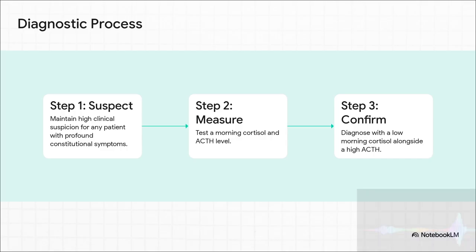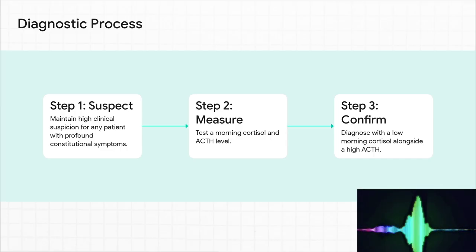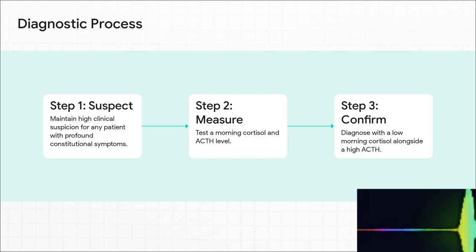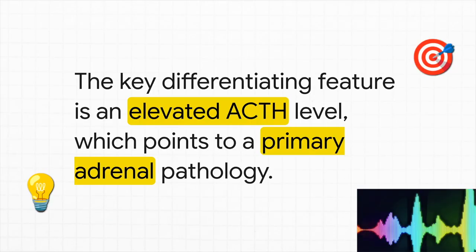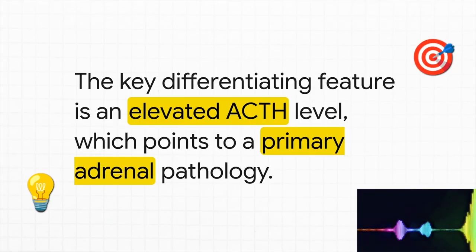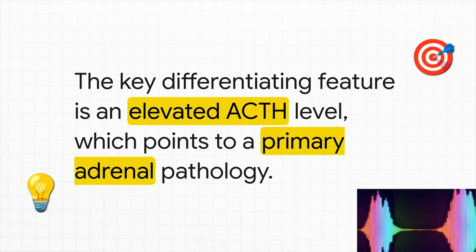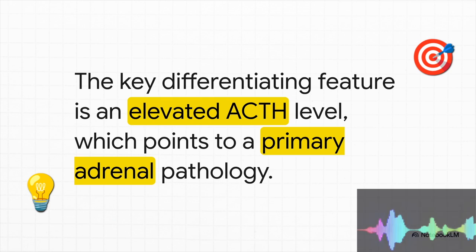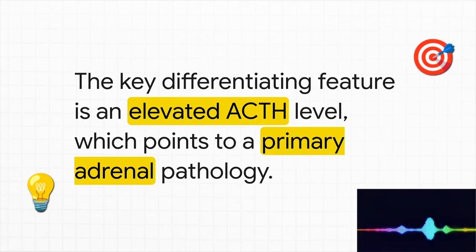When you suspect it, you get a morning cortisol and ACTH. The biochemical signature is unmistakable. A low cortisol with a sky-high ACTH tells you, without a doubt, that the adrenal gland itself is the site of failure. So, when you're trying to figure out the source of the adrenal failure, it really all comes down to the ACTH. A low or inappropriately normal level points to the pituitary, but a high ACTH, like we see here, is the definitive signpost pointing directly to a primary failure in the adrenal gland.